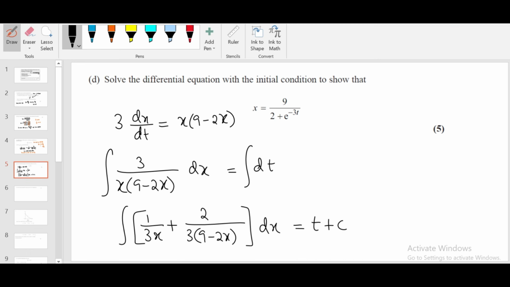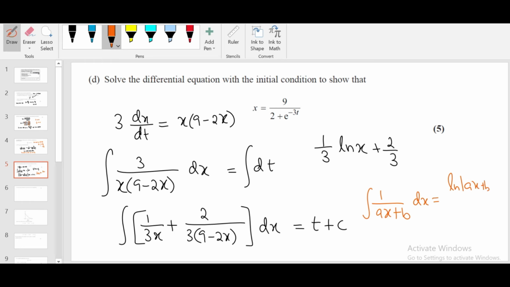So how do we integrate the left hand side? Keep 1 over 3 as it is. Derivative of ln x, 1 over x is ln x. Sorry, integral of 1 over x is ln x. Plus 2 over 3. Integral of 1 over 9 minus 2x. You need to apply this rule. Integral of 1 over a linear function is ln modulus ax plus b divided by the coefficient of x, plus c. So in this case, ln modulus 9 minus 2x divided by coefficient of x, which is negative 2.